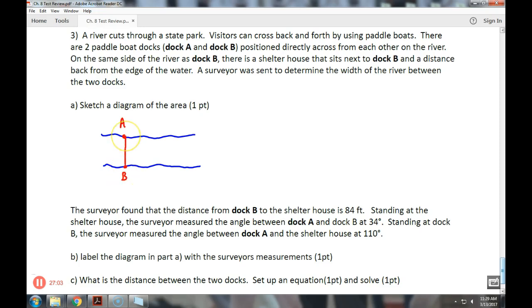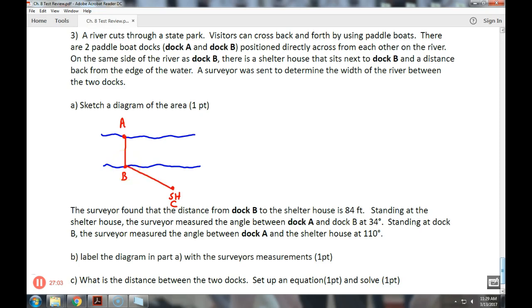On the same side as dock B, there's a shelter house that sits next to dock B and a distance back from the edge of the water. So there's some sort of shelter house over here. I'm going to put SH for shelter house. Maybe I will also think of that as C, just because I'm doing A, B, and C. So that's there. And a surveyor wants to determine the width of the river between the 2 docks.